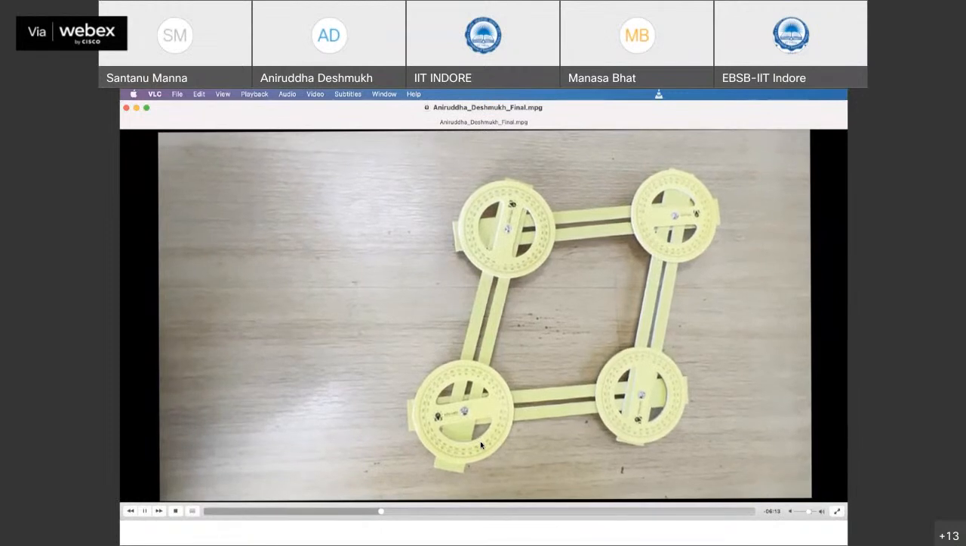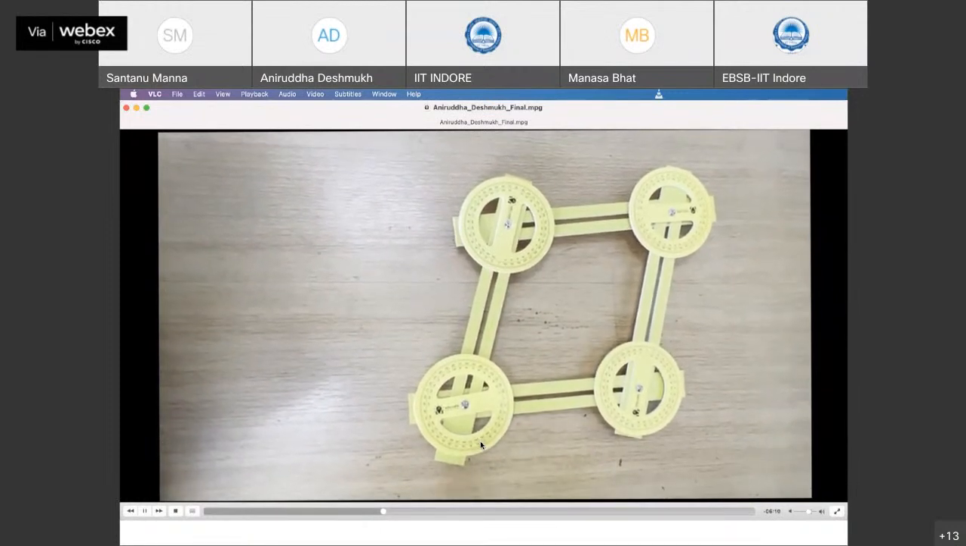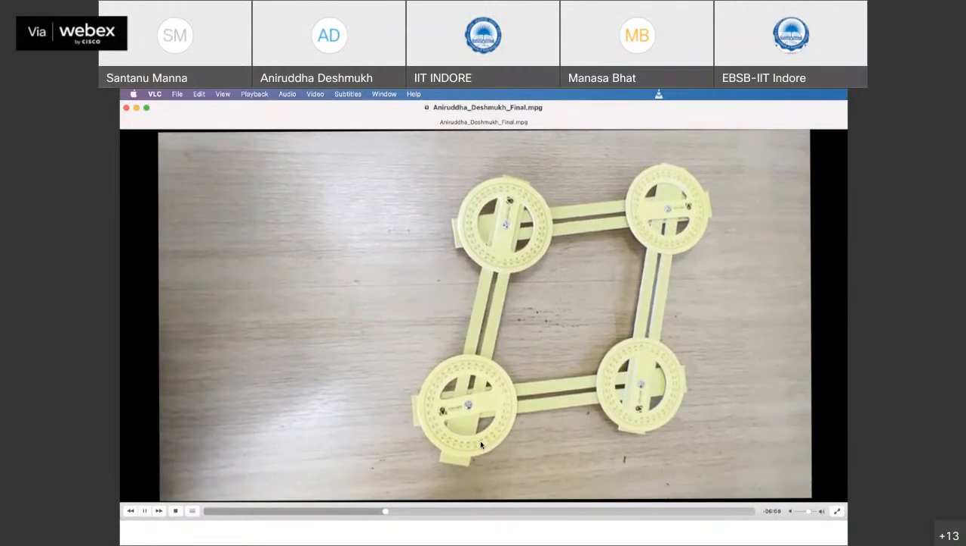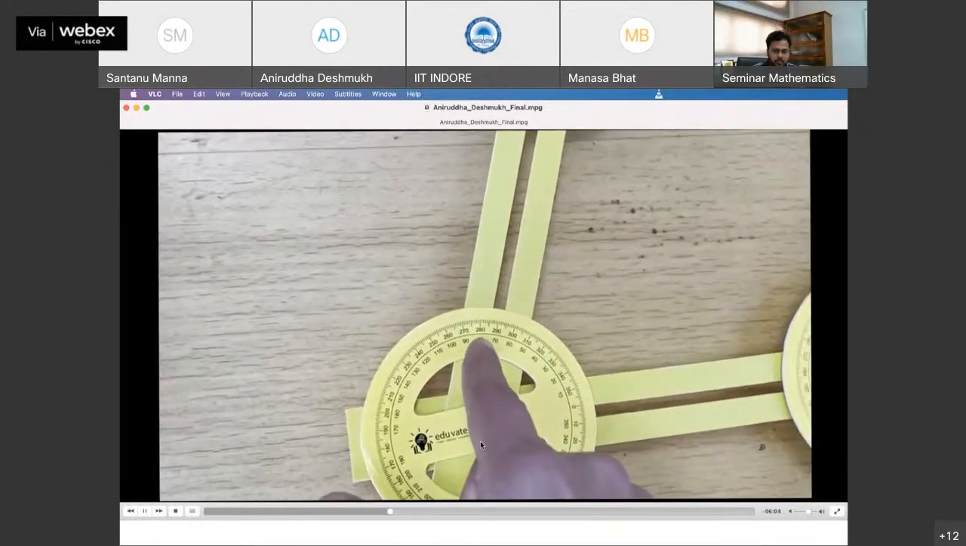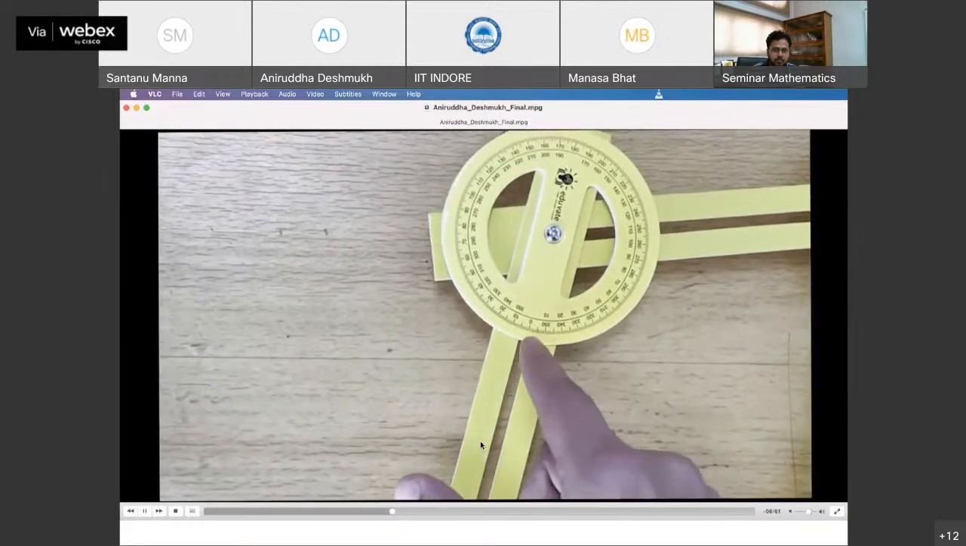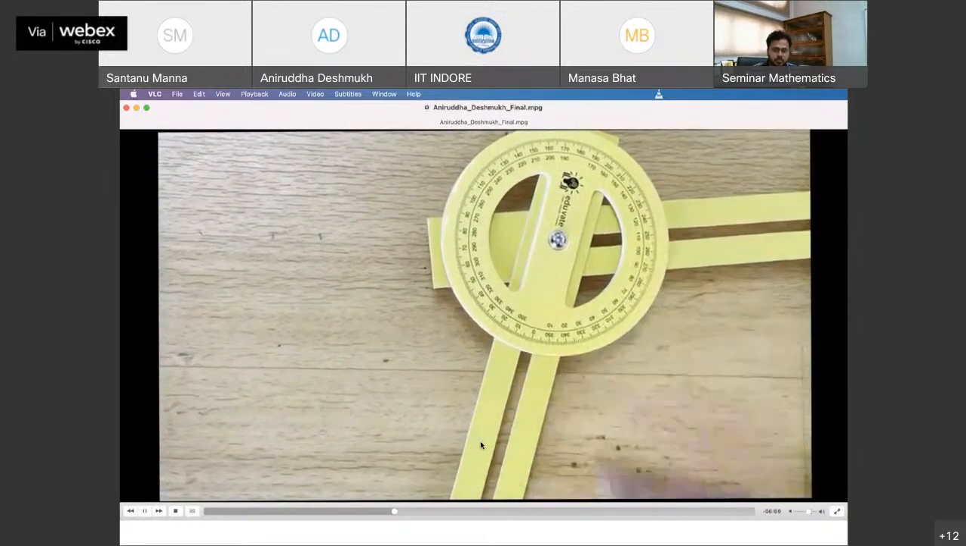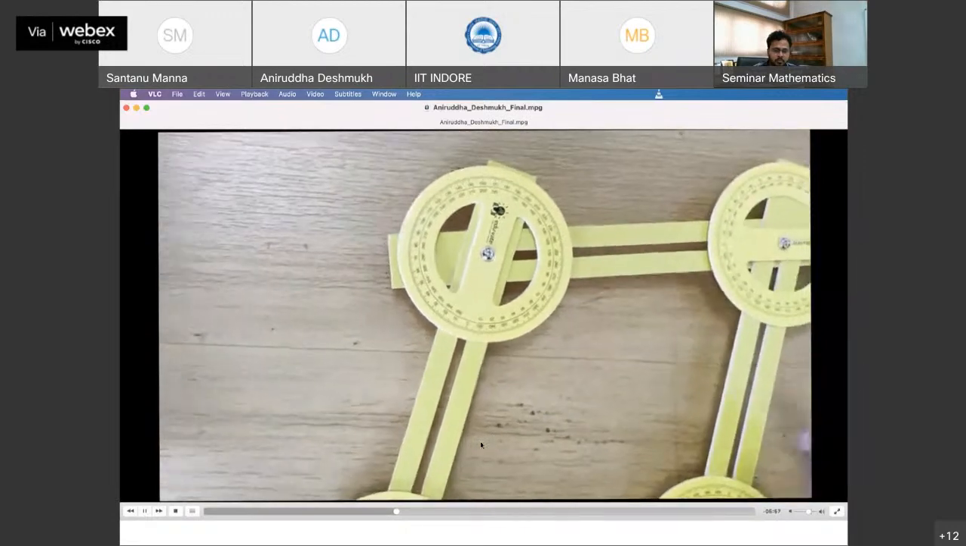Using 4 sides, we can make a quadrilateral. And again, we are going to observe the angle sum property of quadrilaterals. So let us start measuring angles. Here it goes from 0 to 70. So it is 70 degrees. Here it goes from 0 to 110. So it is 110 degrees.